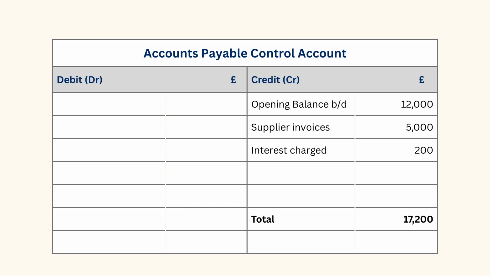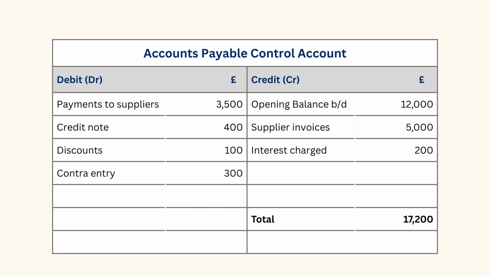Now let's look at the debit side, which reduces the balance owed. We made payments to suppliers totaling £3,500. Payments reduce what we owe, so they appear on the debit side. One supplier issued a credit note for £400 because some goods were returned. That also reduces our liability, so it goes on the debit side. We also received £100 in early payment discounts. Since discounts reduce the amount payable, they are entered on the debit side as well.